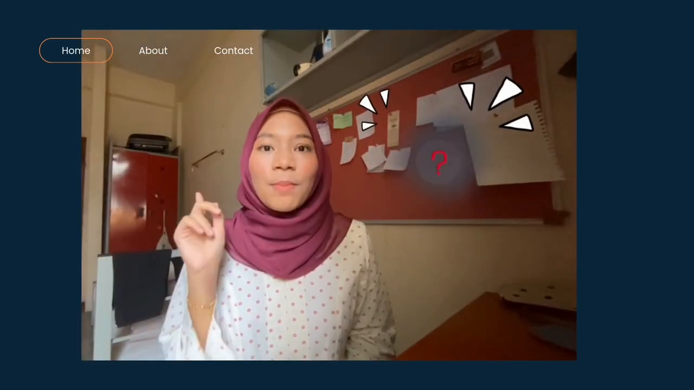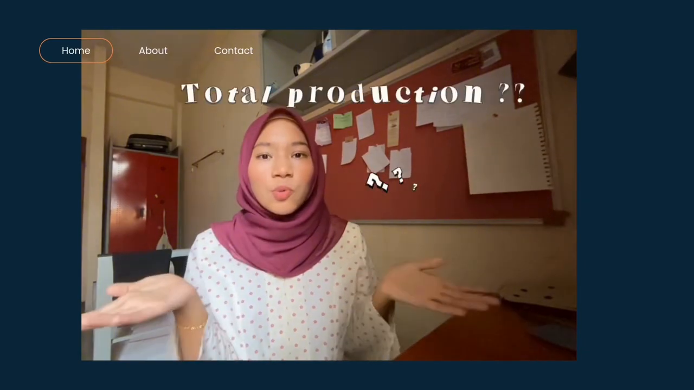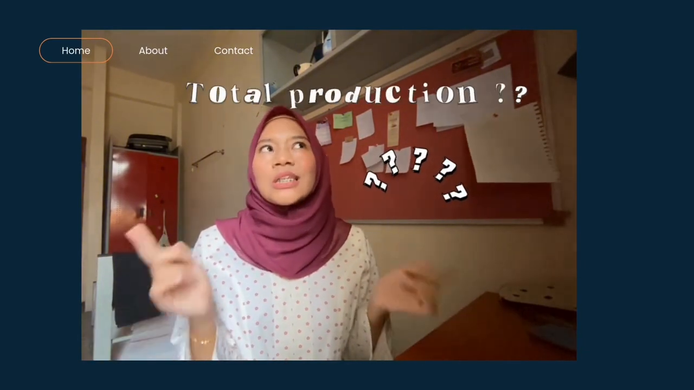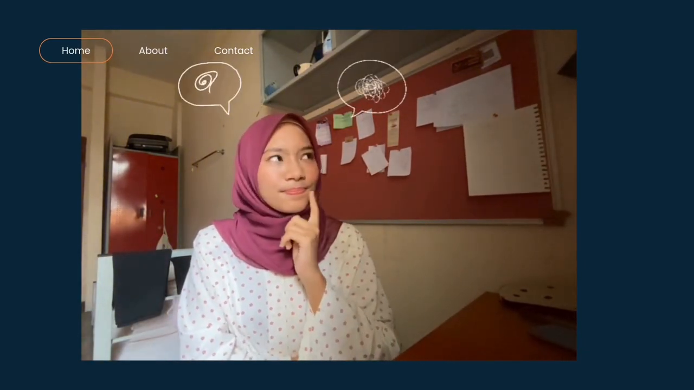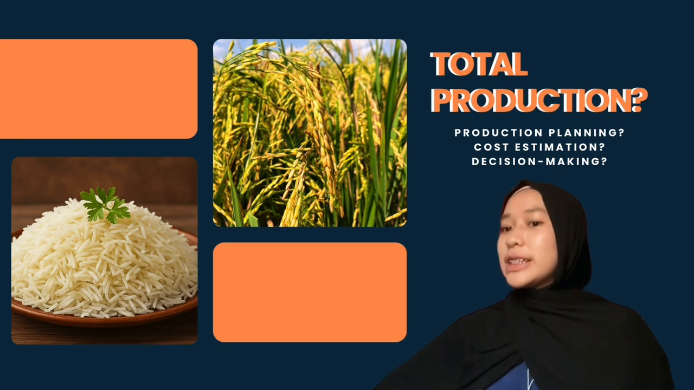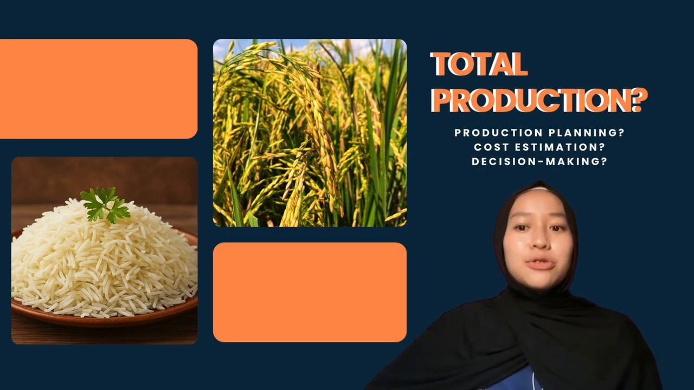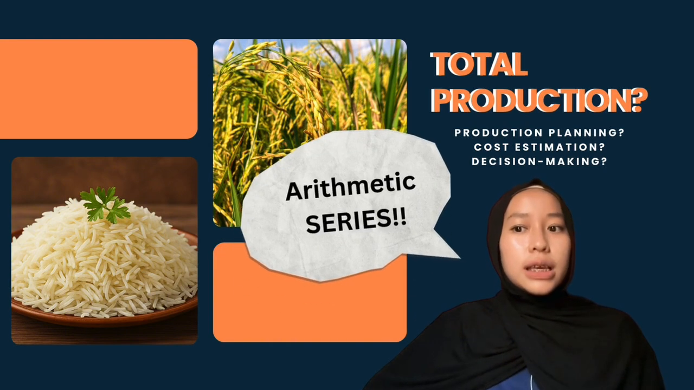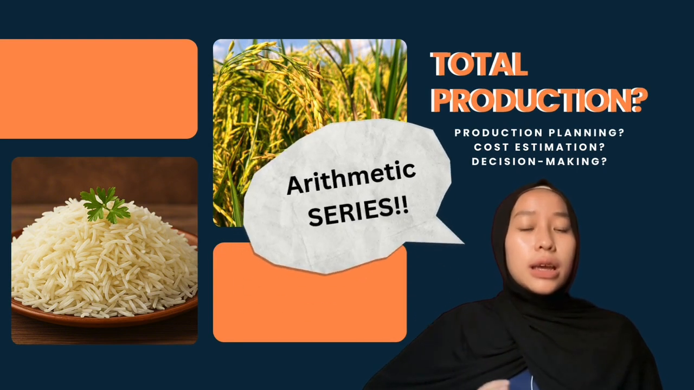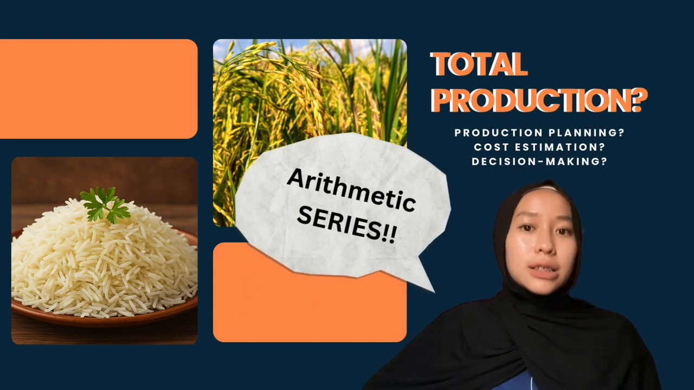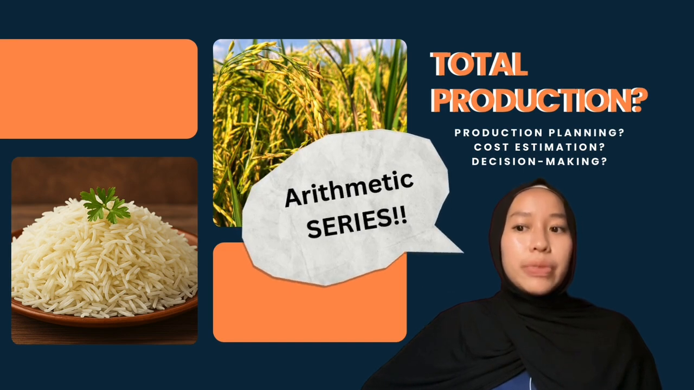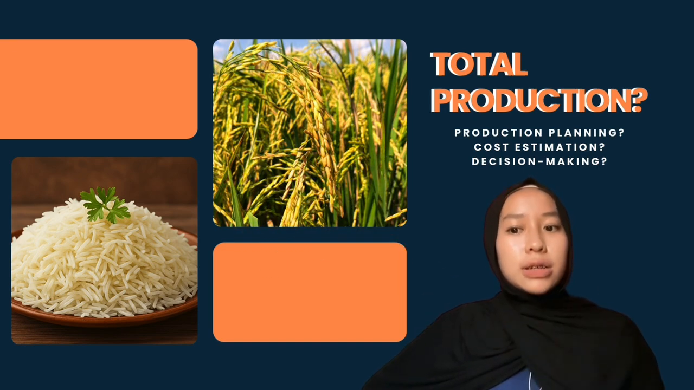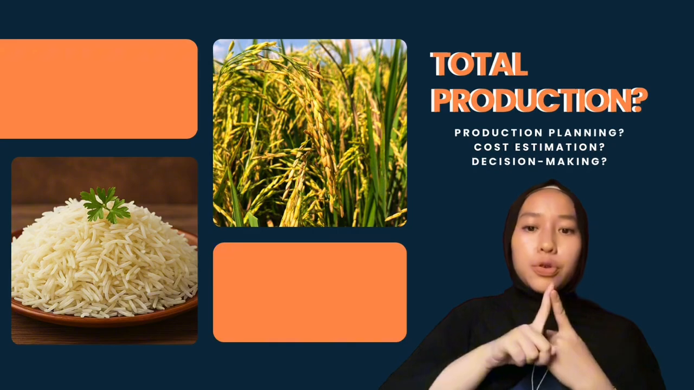Wait guys, but what if the factory wants to know the total production after those several months, not just the output of each month? Good question. If a factory wants to know the total production after several months, we use an arithmetic series. Instead of adding each month manually, the arithmetic series formula helps us calculate the total efficiently. In short, arithmetic series help us determine the total output over time.